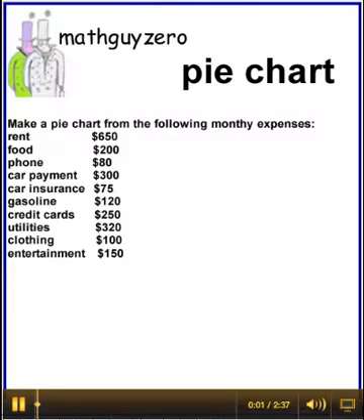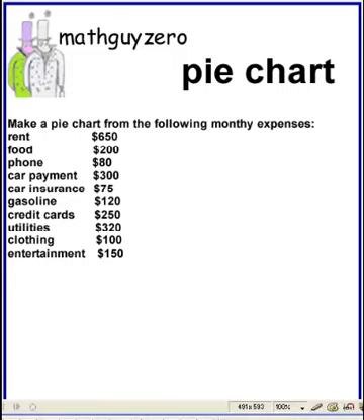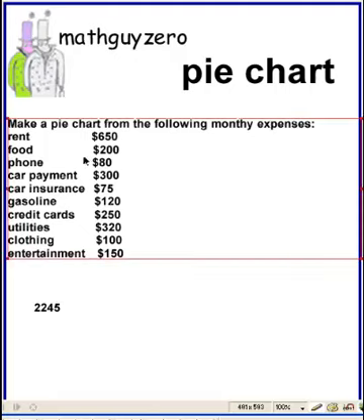Okay, first step to make a pie chart is you need to sum up all the monthly expenses. So let's please add up 650, 200, and so on, all the way down to 150. Comes out to be 2245. You're going to use that figure as a denominator, each one of these individual expenses as a numerator.